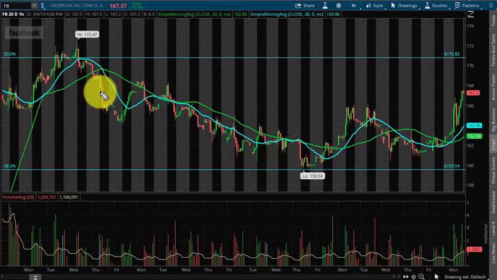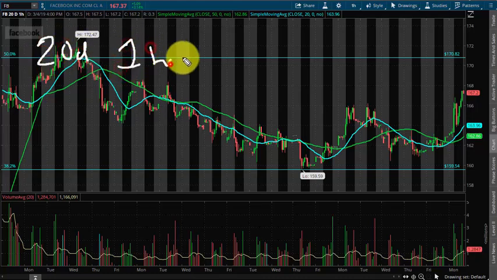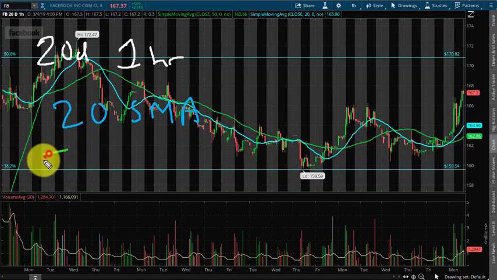So for trend analysis on the hourly time frame, again, that's the 20-day, 1 hour, I'm using the 20 and 50 SMAs. Very commonly used SMAs, nothing too complicated about them. All I'm doing is reading how they are acting, in general, compared to one another. The 20 SMA is in blue and the 50 SMA is in green. If the 20 is above the 50, we're in an uptrend. If the 20 is below the 50, we're in a downtrend.